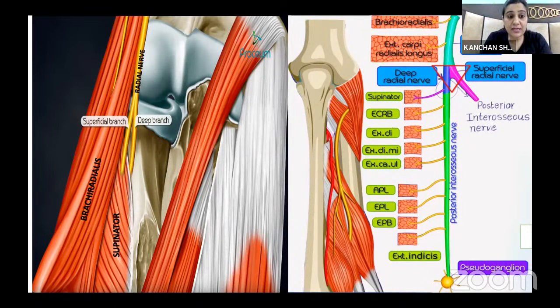Okay, and this deep branch passes between the two heads of the supinator, as you can see in this picture. This is the superficial head, this is the deep head, and it passes between these two, and then it enters the posterior aspect of our forearm. Fine.